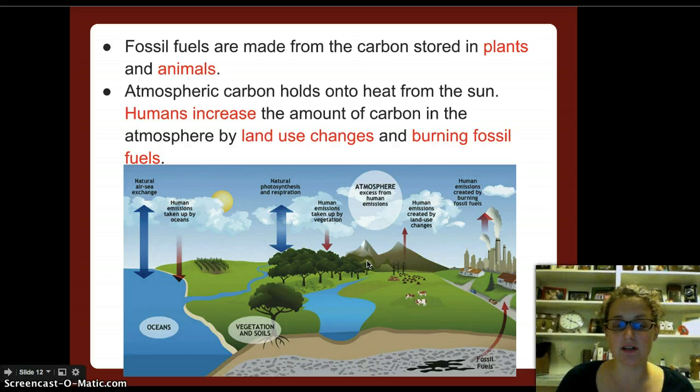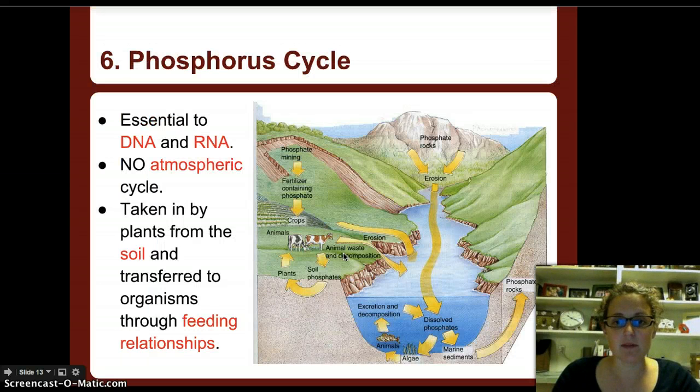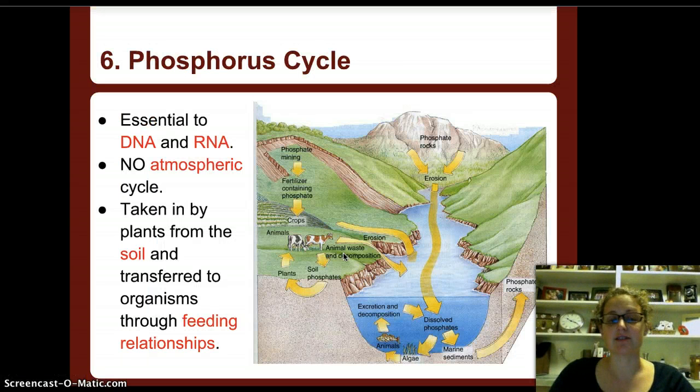Well, those trees are holding on to carbon as well, and so they can release a lot of their carbon as they're changed or burned, or the litter that's left over decomposes. The fourth cycle we're going to talk about is phosphorus.